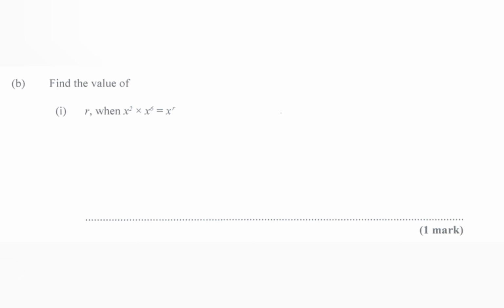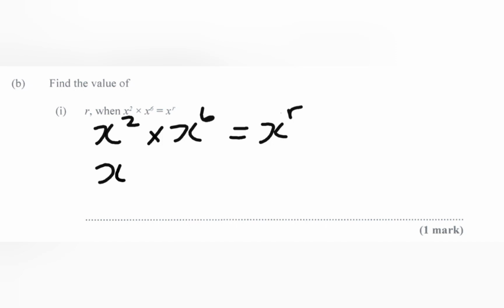Question 2b says we should find the value of r when x to the second power times x to the 6th is equal to x to the r. So what we're going to do first is simplify the left hand side. The bases are the same, so in the laws of indices, once the bases are the same, we're going to add the powers. So we're going to keep the base x, and we're going to have 2 plus 6, and all of that will equal x to the r.